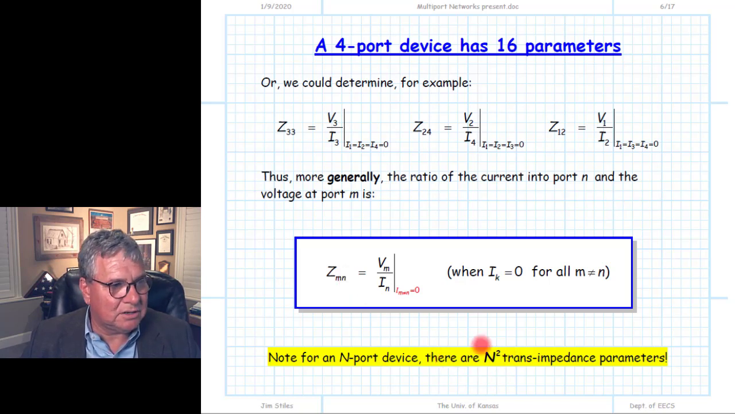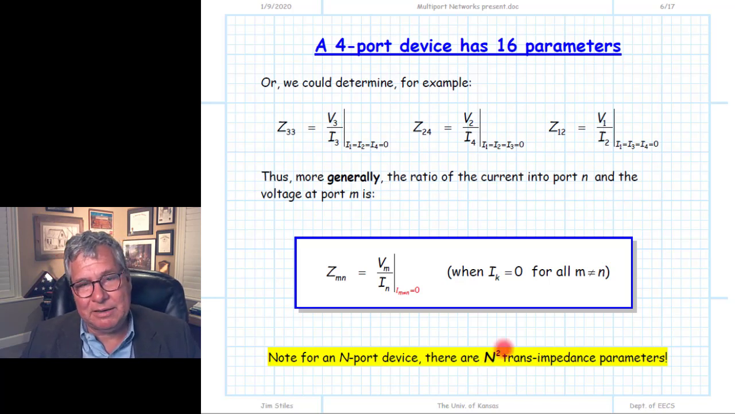Now, if we look at all the different combinations of ports in the case of a four-port device, Z11, Z23, Z41, and so forth, it's pretty easy to see that the number of transimpedance parameters that we can calculate is equal to the number of ports squared. So in our four-port example, there would be 16 different transimpedance parameters. For a two-port device, there'd be 4 transimpedance parameters. Of course, if we have a one-port device, we get one transimpedance parameter, and that would simply be the input impedance for that one-port device.